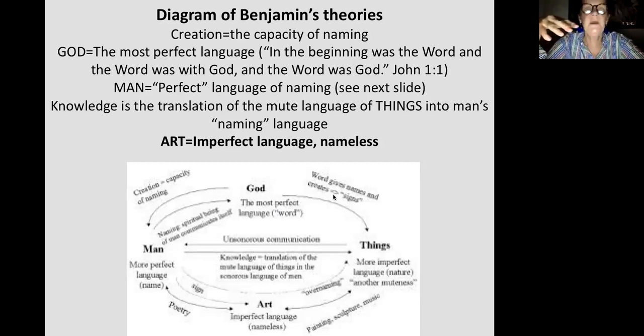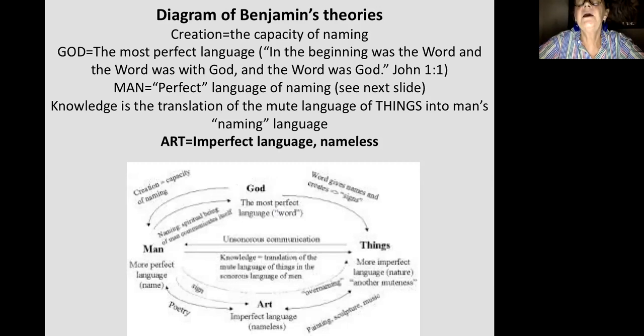He talks about creation, as you can see in the upper left there, as the capacity of naming. Hold that thought. Then scanning over to the right, we see God in the dominant central position. Benjamin talks about God as having the most perfect language, and this is a straight up biblical reference. For example, John 1:1 begins, in the beginning was the Word, and the Word was with God, and the Word was God.